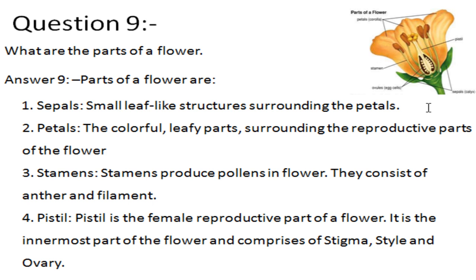Then stamen. Stamen produce pollen inside the flower. They consist of anther and the filament. And the next part is pistil. Pistil is the female reproductive part of a flower. It is the innermost part of a flower and comprises stigma, style and ovary.